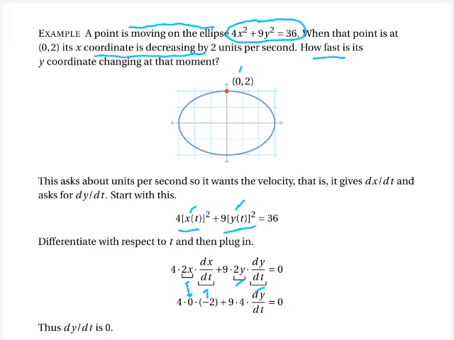What's the deal then with the y? Well, at the point of interest, y is 2, so 2y is 4. That's good. And dy/dt, well, the question asks, what's dy/dt? Of course, I have to solve for it. And when you solve, you get dy/dt equals 0.